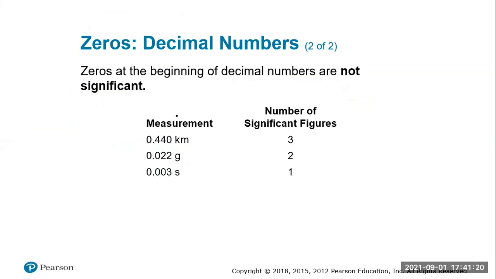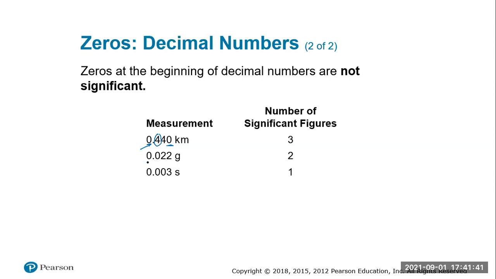Looking at a few other examples here, some of these zeros that we talked about, again counting left to right, we would start counting here at the 4. The next one is a 4, which would be significant. And now this 0 at the end is going to be significant because there is a decimal point there, and that does give us 3 significant figures.